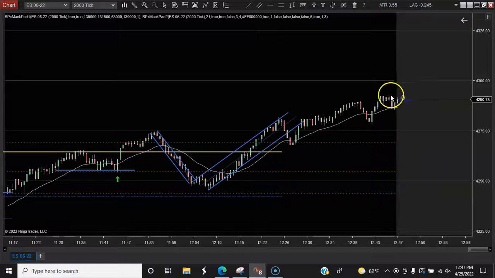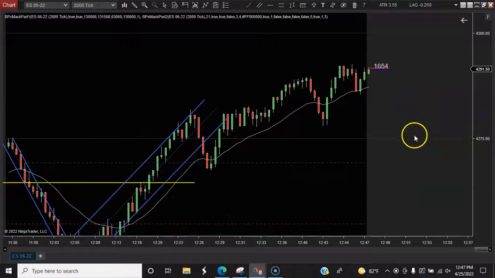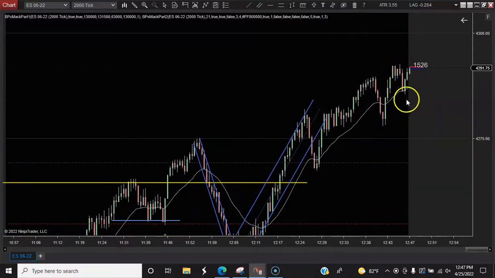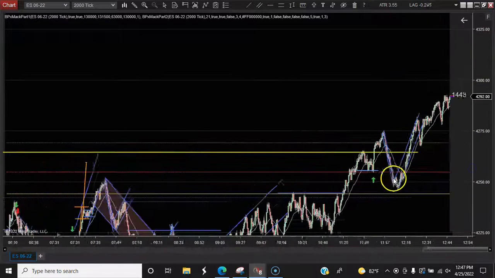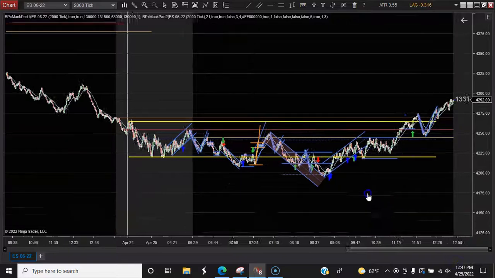You can see it looks like we just had a type of second entry long here. That's also a failed second entry short, and you can see that would have got you a scalp. Made a new high here, but looks pretty good. So that's what I saw for today.